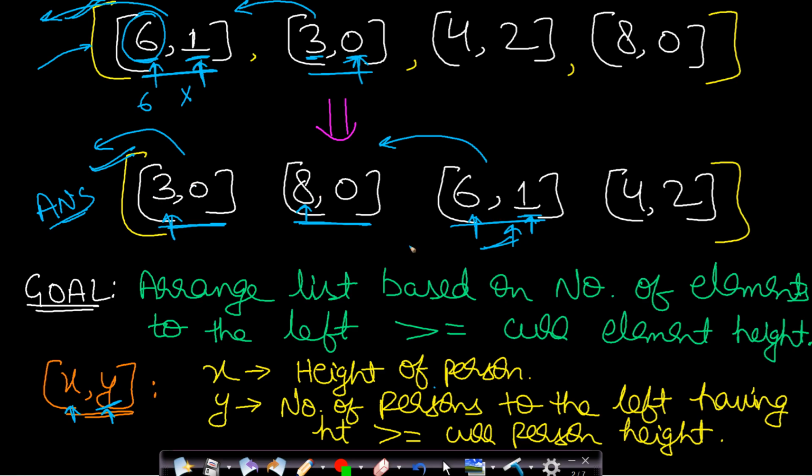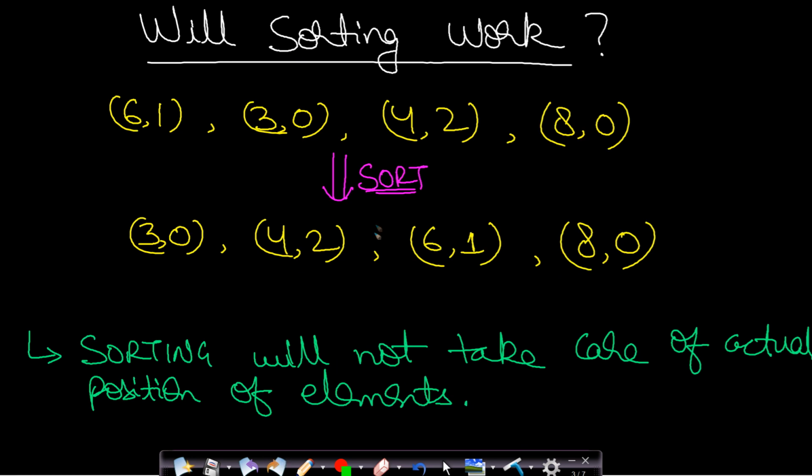This is what we need to find. Our goal is to arrange the list based on the number of elements to the left that are greater than or equal to the current element's height. I hope you understood the problem statement. Now, what is the simple approach which comes to mind after reading this problem? Well, most of you might think that we need to sort in order to find the solution. So let us see how we can apply sorting.